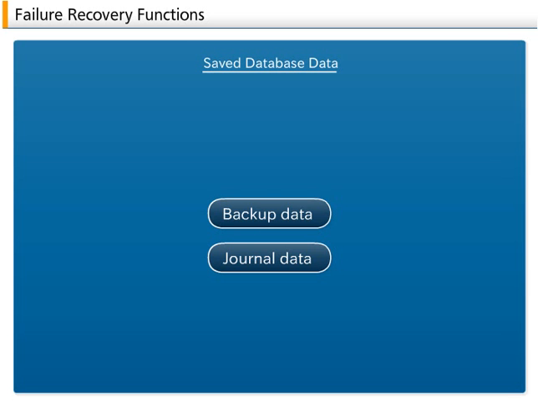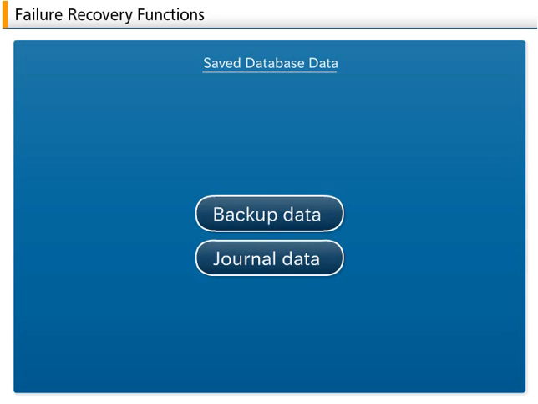Failure recovery requires the prior collection of specific data during the operations of the database. Data for failure recovery processing are divided into backup data and journal data.